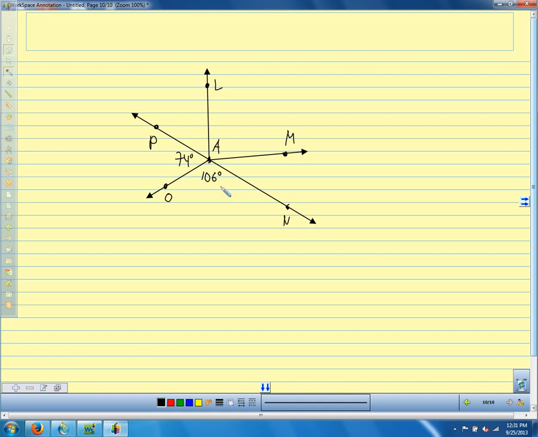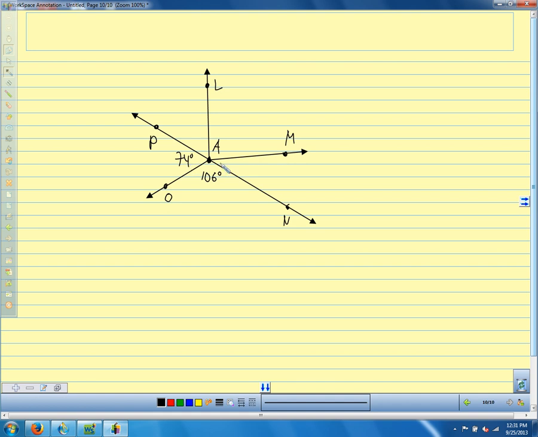All right. Are angle PAL and angle LAM adjacent? PAL and LAM. Are those adjacent angles? Yes. They have a common side and they have a common vertex. So that would be a yes.